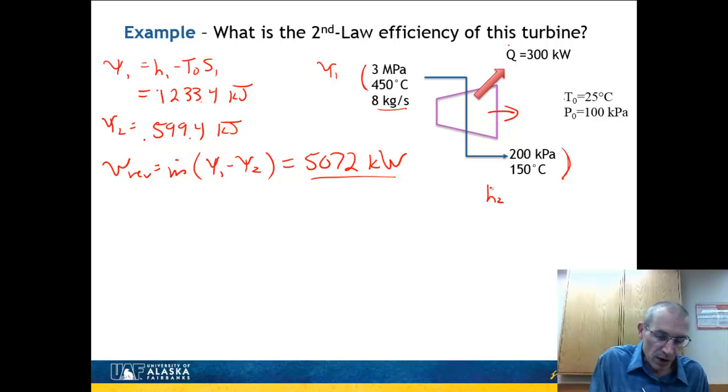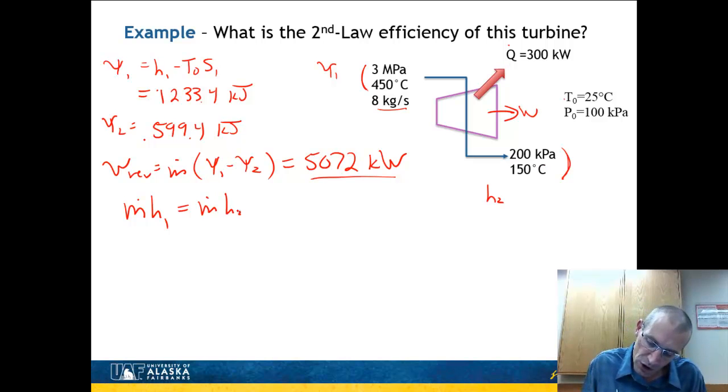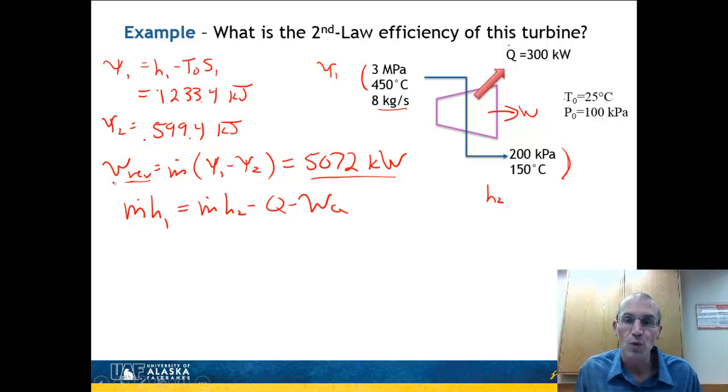To calculate the actual amount, I have to write my energy balance. I would have the mass flow rate times enthalpy going in, and now I have three things going out: Q, W, and a flow coming out. So m dot H1 equals m dot H2 plus Q plus W. I'll call it W actual, the actual amount of work. This is the reversible work, the total work I could have gotten.